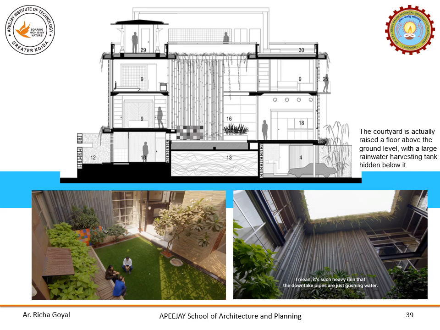So the courtyard is actually raised above the ground floor level with a large rainwater harvesting tank hidden below. So as you enter the house, you come up to this level. This is the garage and this is the rainwater tank, and here you have the central courtyard.